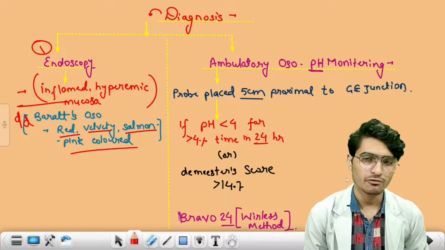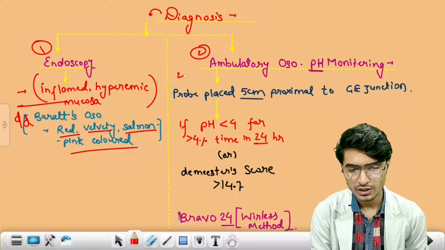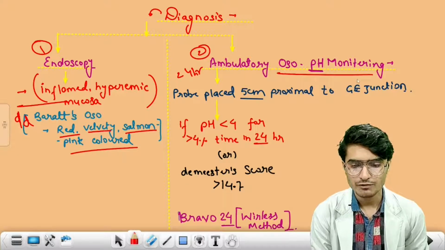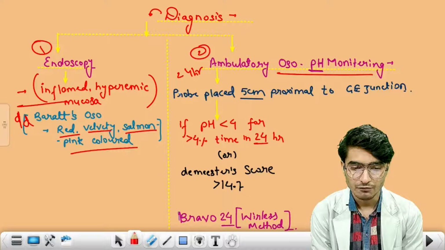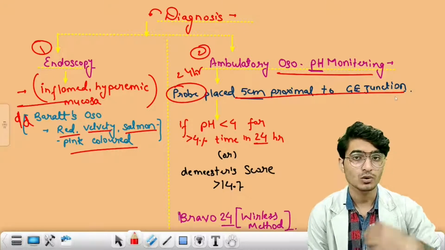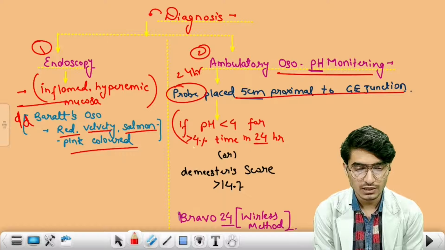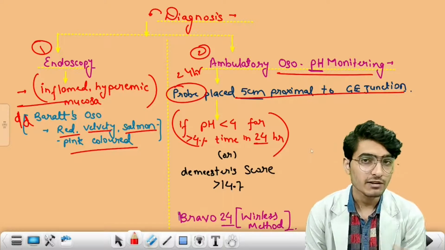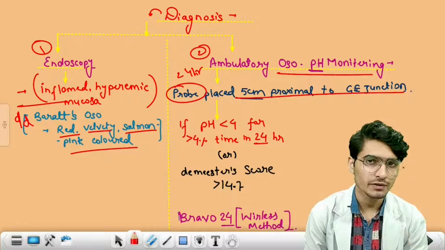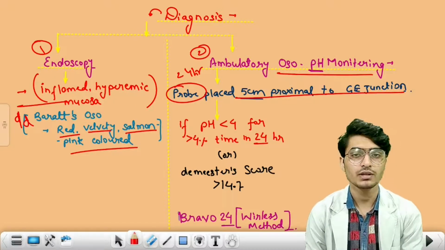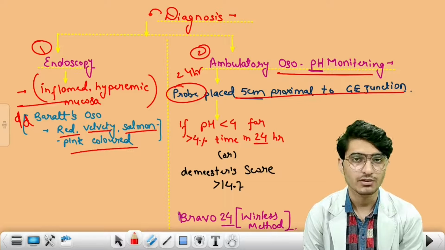When a patient with heartburn presents to the OPD frequently, we will go for 24-hour ambulatory esophageal pH monitoring. For this, we need to place a probe 5 cm proximal to the gastro-esophageal junction, right? So this is the probe placement, and then we go for the measurement of acidity. If the pH of the esophagus is less than 4 for more than 4% of the time out of 24 hours, that is the diagnostic value, right?